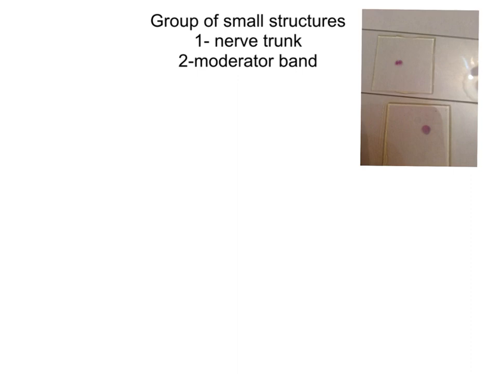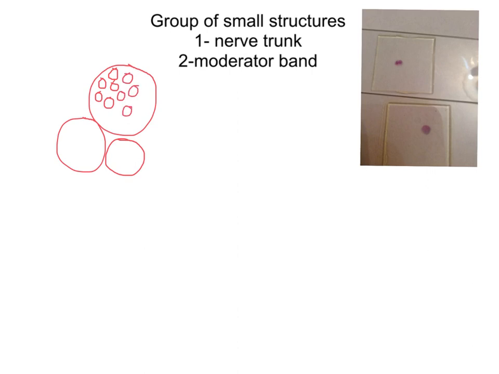As regards the nerve trunk, it will be formed of bundles of nerve fibers, 3 or 4, and each bundle is surrounded by the perineurium, and inside each bundle you will see the sections in the nerve fibers. These are the sections. They are all of similar appearance inside the bundle, but the other slide is different, which is the moderator band.